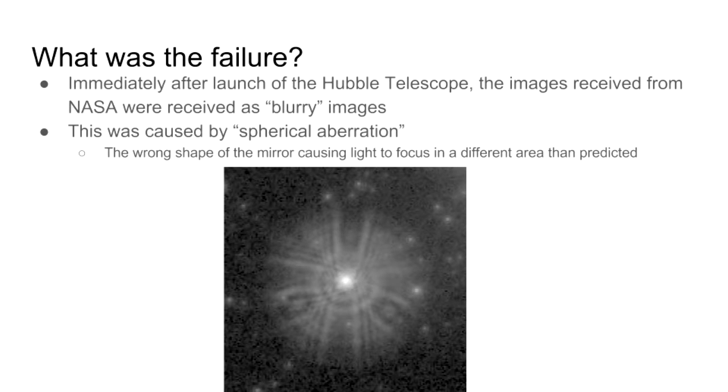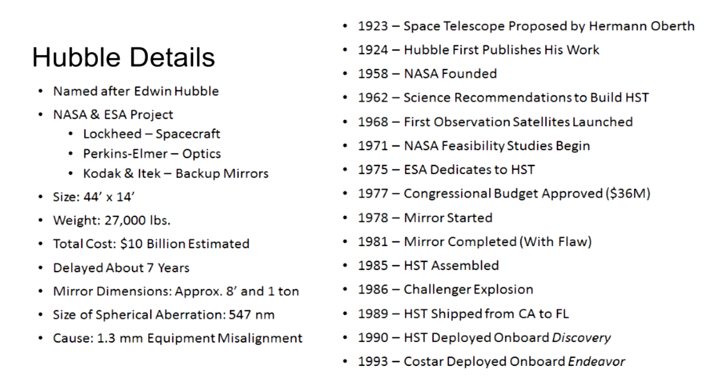In regards to the engineering failure for discussion, immediately after the launch of the Hubble telescope, the images received from NASA were blurry. This was caused by spherical aberration. What does spherical aberration mean? Well, it means the wrong shape of the mirror causes light to focus in a different area than predicted by the engineers and scientists.